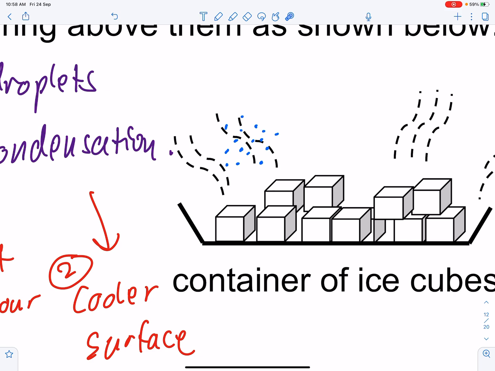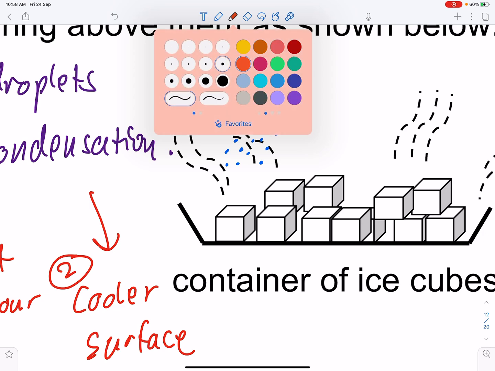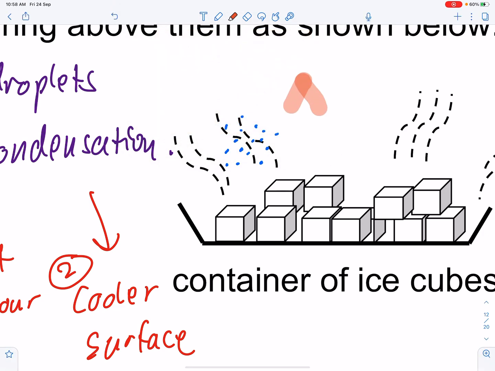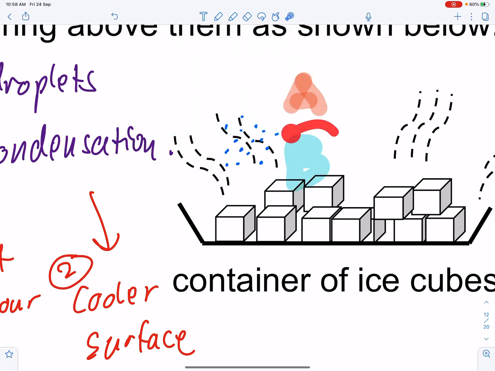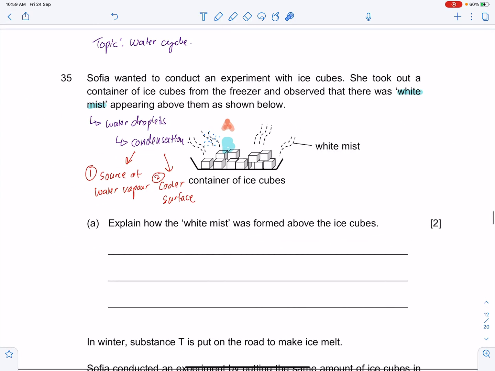So the warmer water vapor, I'm going to divide this out. This is region A. I'm going to use a highlighter. Region A is the further away one. Then this is region B. Region B is nearer to the ice cube. So the region B surrounding area is cooler than region A. The water vapor from region A would then lose heat to region B, and then it will condense in the air, losing heat to the cooler air surrounding the ice cube. So how will your answer look like?